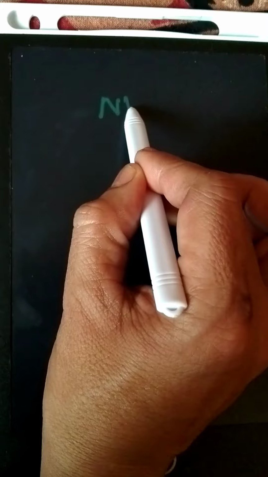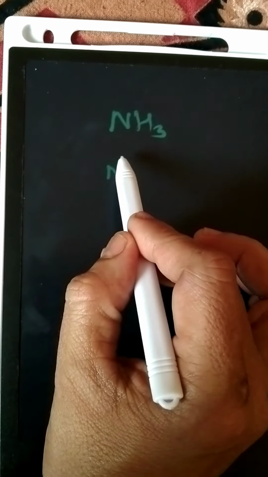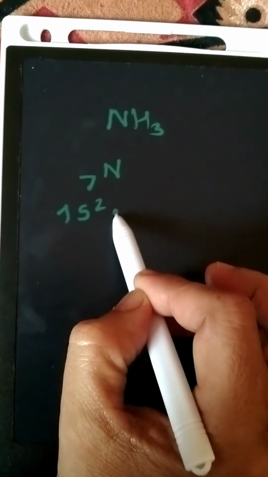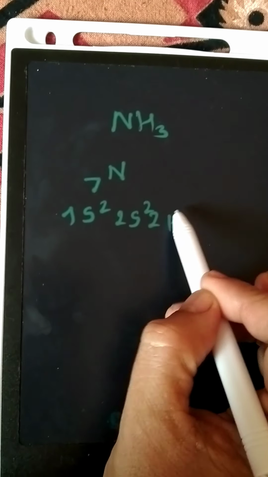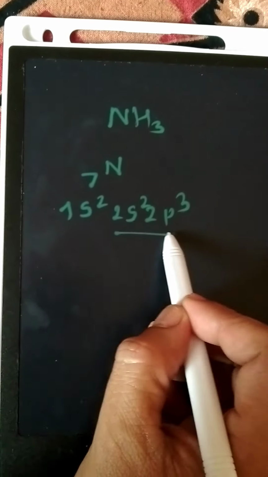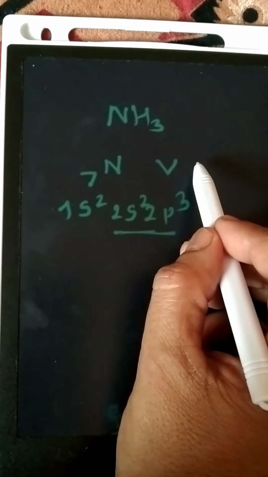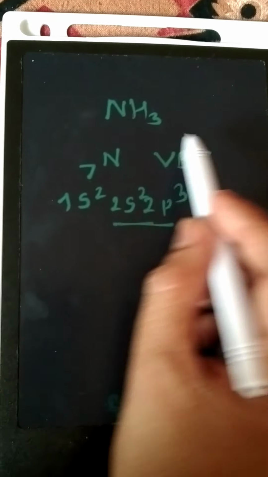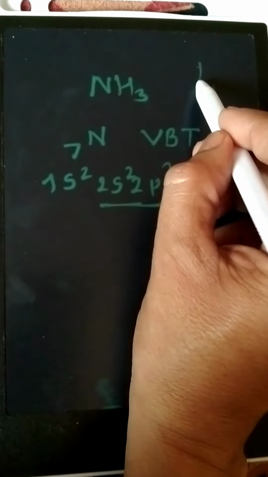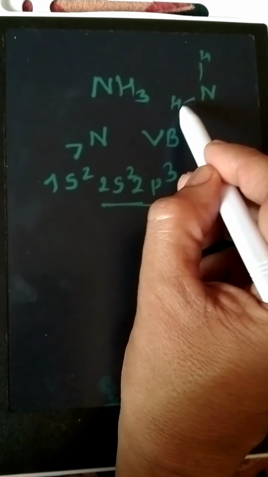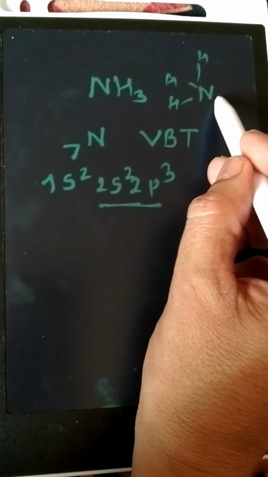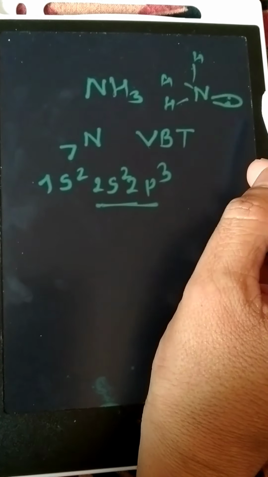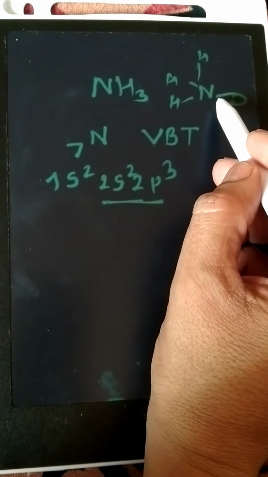Suppose an NH3 molecule is to be formed. Nitrogen combines with 3 hydrogens. Nitrogen has atomic number 7, and the configuration is 1s2, 2s2, 2p3. These are the valence orbitals, hence the theory is valence bond theory. Valence bond theory means valence orbitals are involved in the bonding. In this covalent bonding, the molecule has a shape like this: hydrogen, hydrogen, hydrogen on one side, and it contains one lone pair. We will see this in the hybridization concept. The lone pair is present on nitrogen, a free pair of electrons.